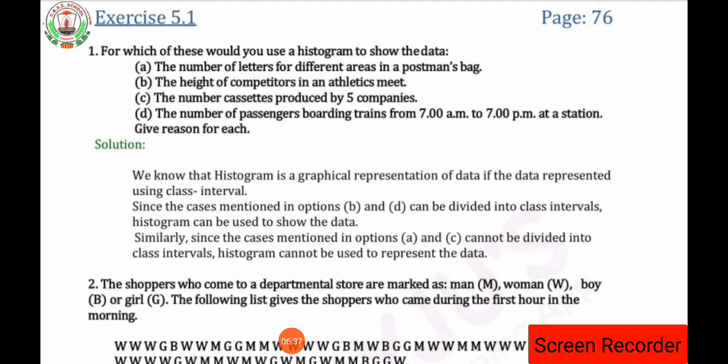Suppose here in question number 2 alphabets are given: how many times W occurs, how many times G occurs, B occurs, M occurs. Like that we make tally marks, and while counting those tally marks we write the count in the other column, isn't it? So how many times a particular data entry occurs is said to be the frequency. Clear everyone? While doing the question it will be more clear to you.